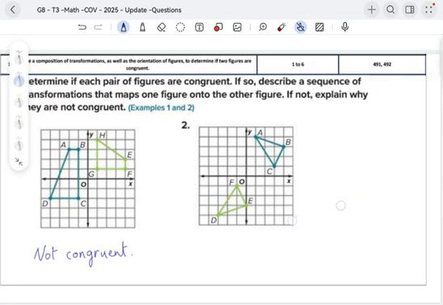If we go to question number 2, we have two triangles and they look the same size, same shape. We have to determine the sequence of transformation. So we can tell that they are reflected. First, let's start with triangle ABC and try to reflect it across the x-axis.